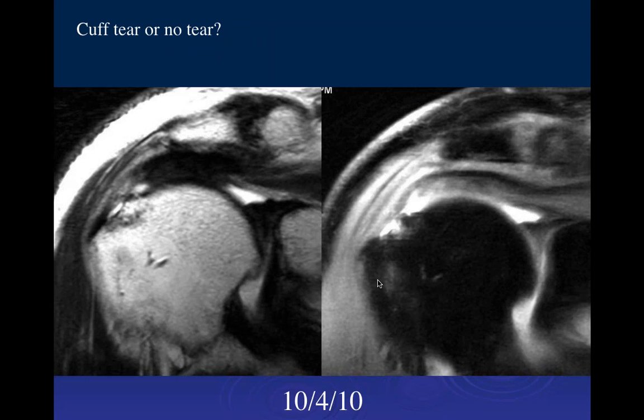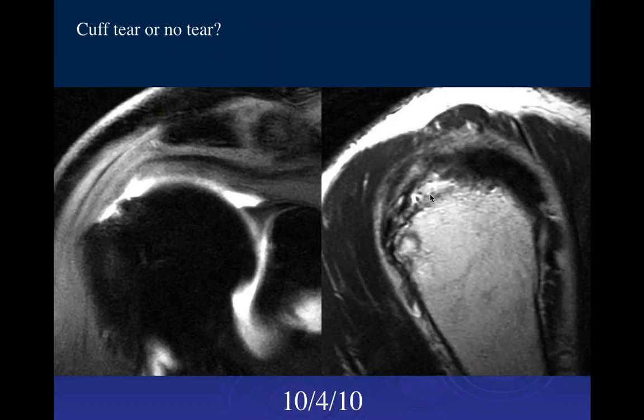This is on 10/4/2010. Here are the sagittal images. Another coronal image. Again, it looks like there may be some tendon here, but there's proximal retraction. This is the distal end of the tendon. This is scar in situ. And here we have scarring overlying the area of the full thickness tear.